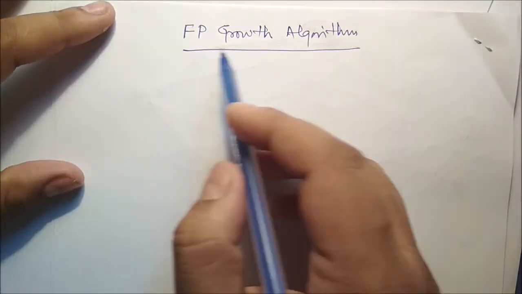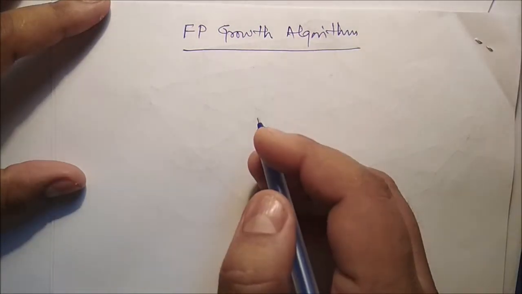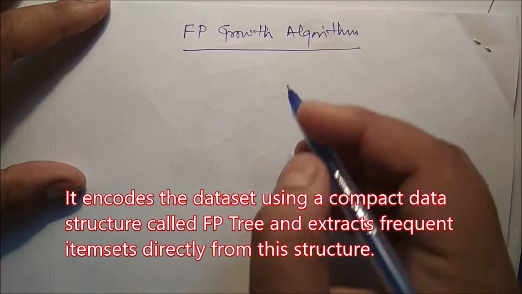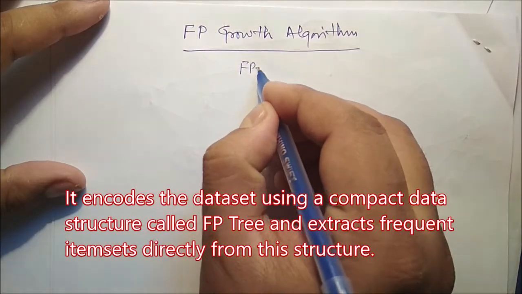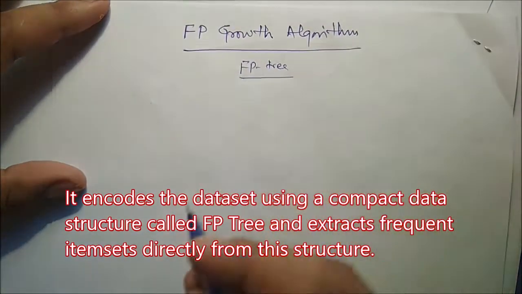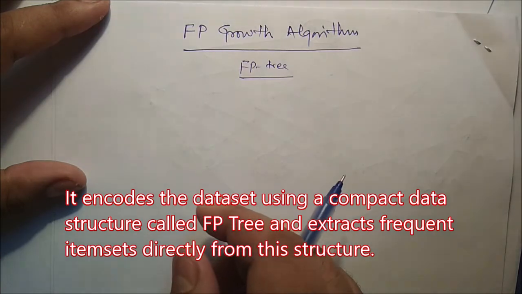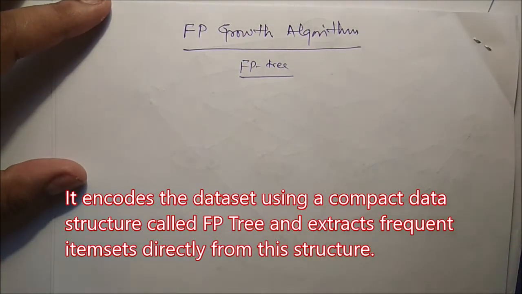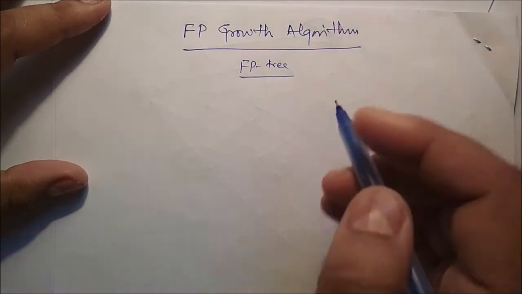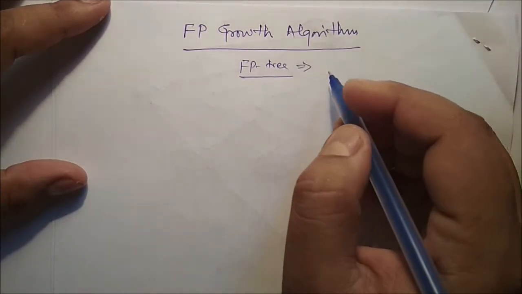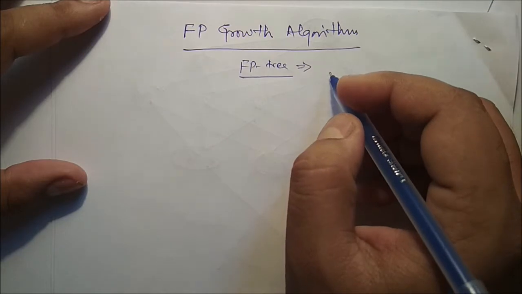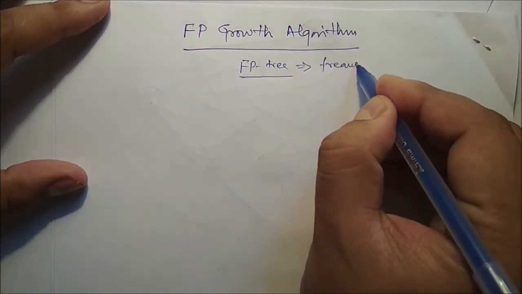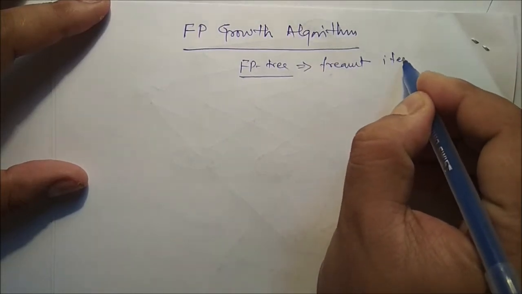In this video we'll talk about the FP growth algorithm. It encodes the dataset using a compact data structure called the FP tree. So here we have to construct the frequent pattern tree, FP tree, and extract frequent item sets directly from this structure. So from the FP tree we can get the frequent item sets.